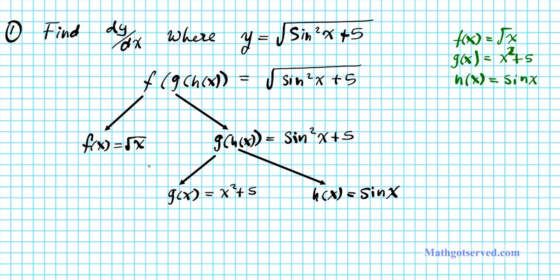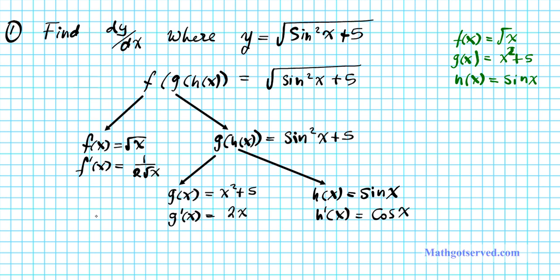All right, now that we have the functions decomposed, we're going to go ahead and find their derivatives, and then we're going to decompose portions of our derivatives, okay? So for f of x, the derivative f prime of x is 1 over 2 root x. The derivative g prime of x is simply 2x. And then the derivative h prime of x is cosine x.